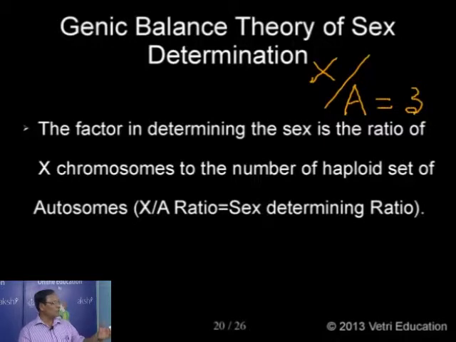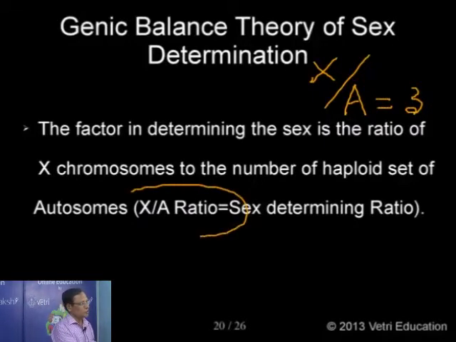Now the following facts were observed by him. Here the sex is determined by the ratio between the number of X chromosomes to that of number of sets of autosomes. Here is the number of X chromosomes, and this is the number of sets of autosomes. One set of autosomes is equal to 3 because we have 6 autosomes in the body. Now this ratio where the sex is determined is called the X by A ratio or sex determining ratio.